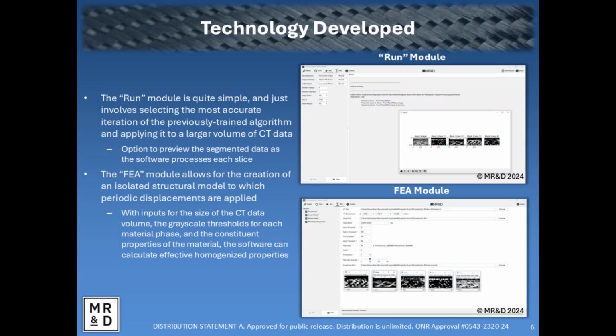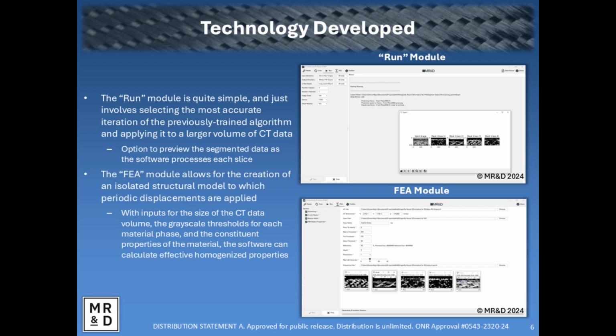After training, the user will run the algorithm in the module depicted in the top right. This is the step in the analysis where the trained deep learning network is used to segment a much larger volume of CT data while providing the user with previews of each segmented material phase as the network is applied. Once this segmentation is complete and the user has a good idea of the results, they can input constituent material properties to each phase of the segmented data and predict mechanical properties using the finite element analysis, or FEA, module depicted in the bottom right image.